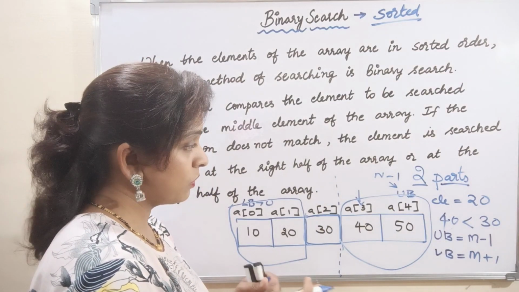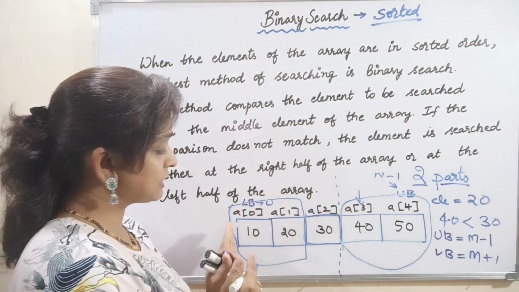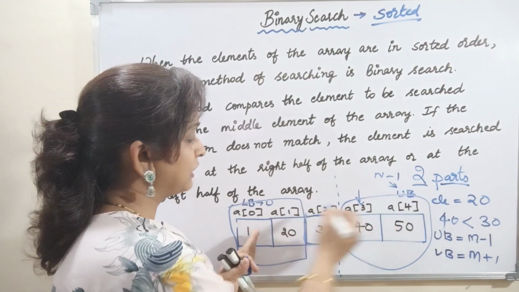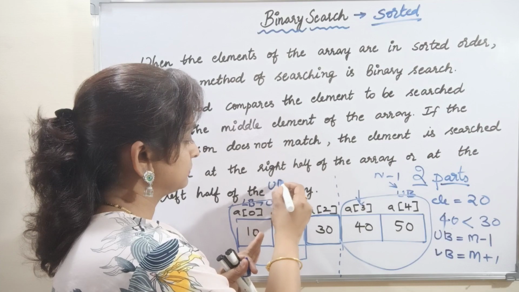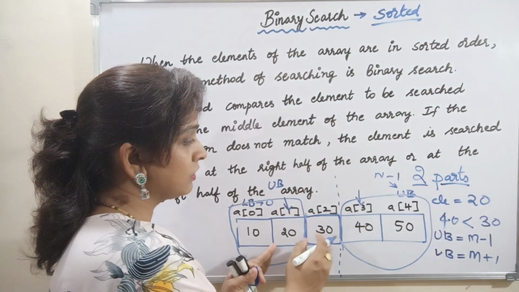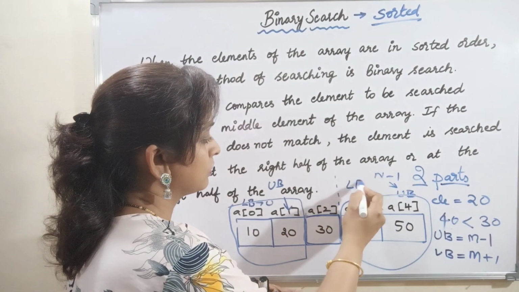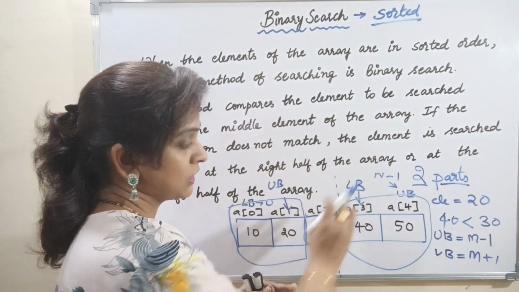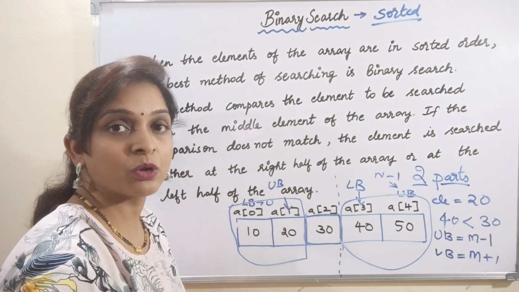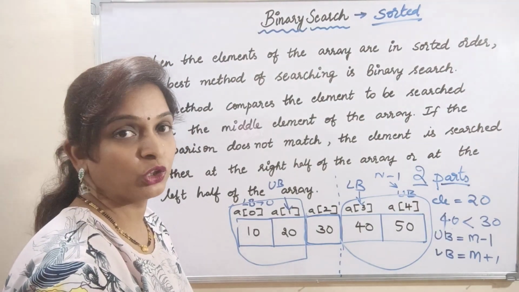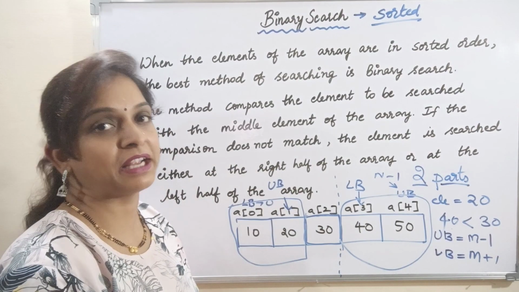Got it? So if it is less, I move towards the left, the lower bound remains the same. I need to change the upper bound. I need to bring this upper bound to point here. If it is greater, the upper bound remains the same. I need to bring this lower bound to this position. That is lower bound equal to mid plus 1. So how to do all these things, we have to understand with the algorithm. This is the process of binary search.